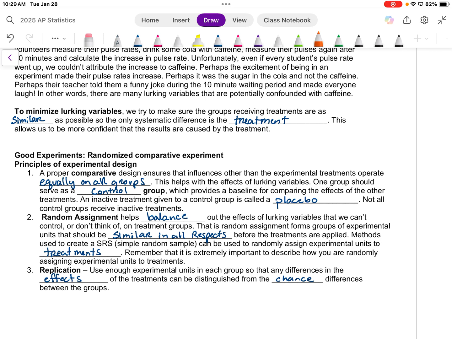The replication aspect. Use enough experimental units in each group so that any differences in the effects of the treatments can be distinguished from the chance difference between the groups. So in that aspect, we want to make sure that we have a good size. We're not just putting one person in there. We need to make sure we have a good size of experimental units.